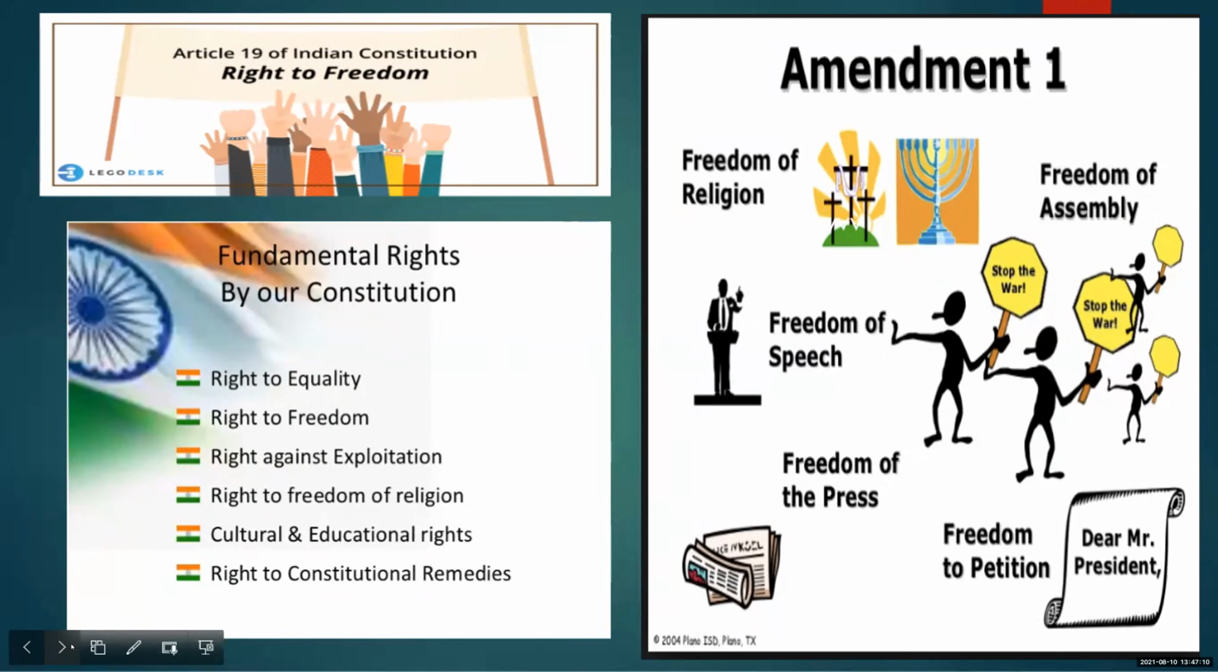The freedom of residence: citizens of India have the right to reside in any part of the country. Freedom of profession: all citizens have the right to carry on any trade, profession, or occupation, provided the trade or occupation is not illegal or immoral.